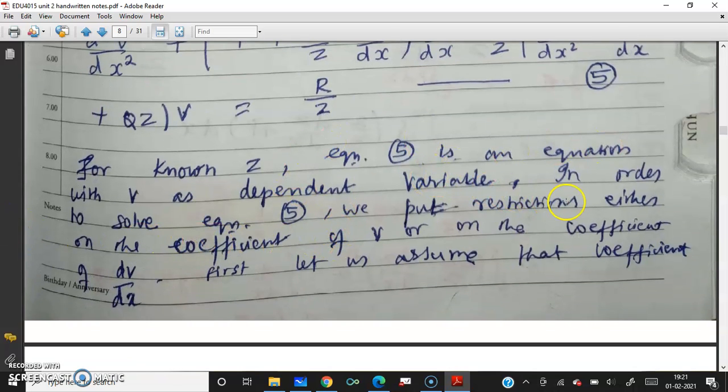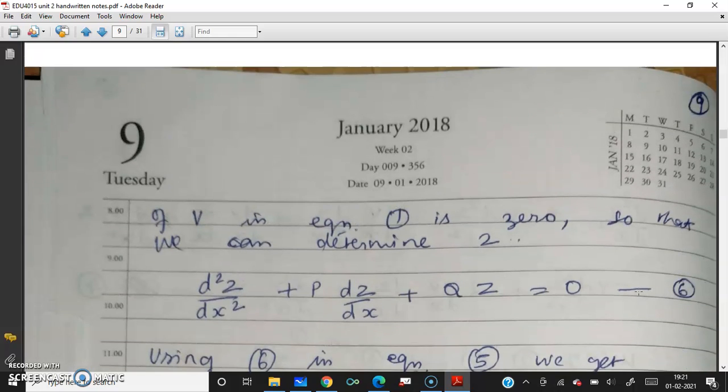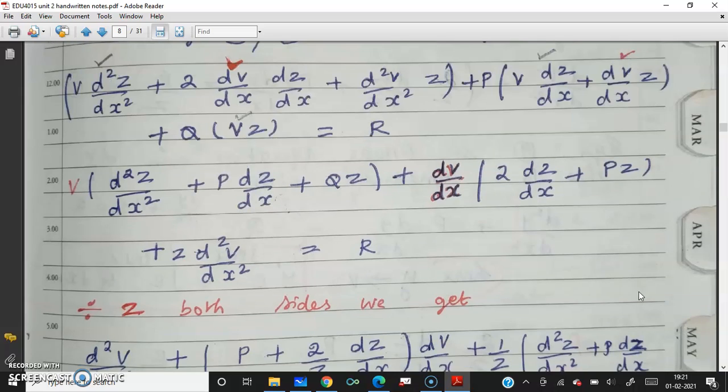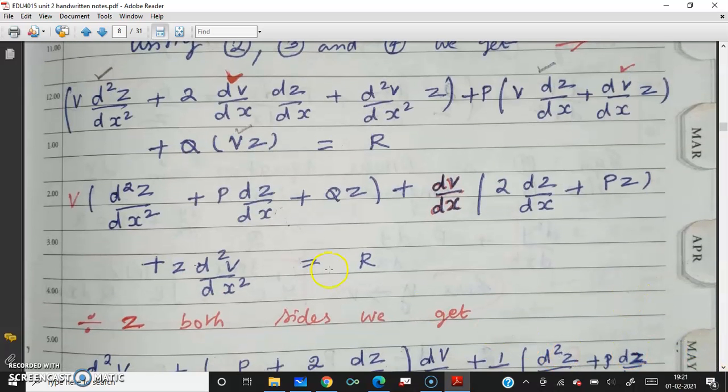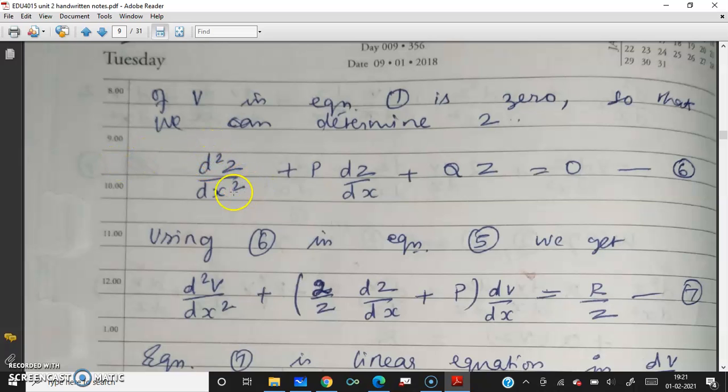For known z, equation 5 is an equation with v as the dependent variable. In order to solve equation 5, we put restrictions either on the coefficient of v or on the coefficient of dv by dx. First, let us assume that the coefficient of v in equation 5 is 0. In this equation, the coefficient of v is d square z by dx square plus p dz by dx plus qz. If we take it as 0, this will be d square z by dx square plus p dz by dx plus qz equal to 0.